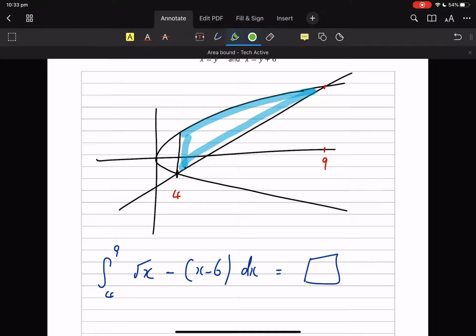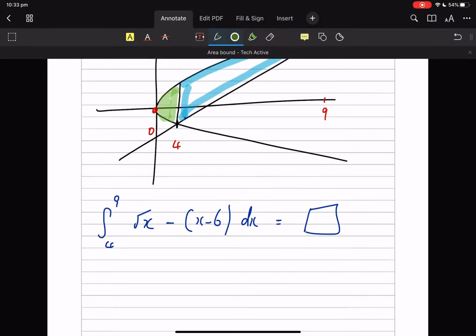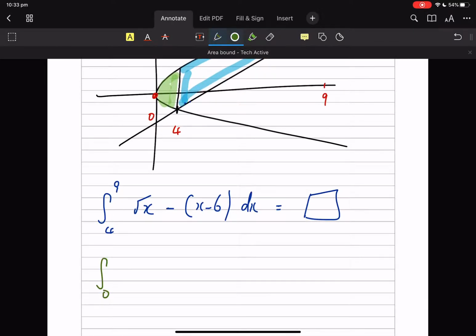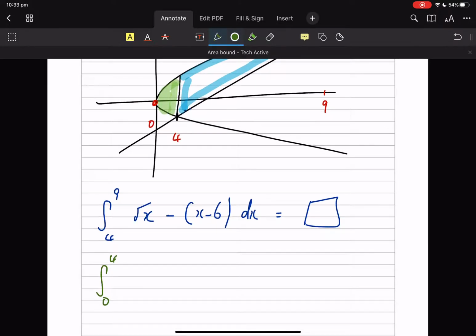And then in here, again, we're going from the point 0. So what colour will we do? Green. So that's going to be the integral from 0 to 4. The function on top is the plus root x, and we're going to subtract the function on the bottom, which is minus root x, dx. And we're just going to add those two together.